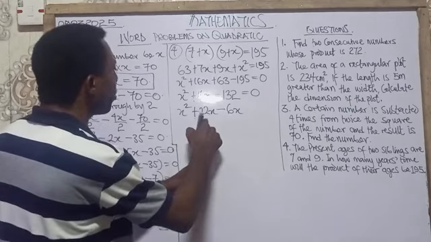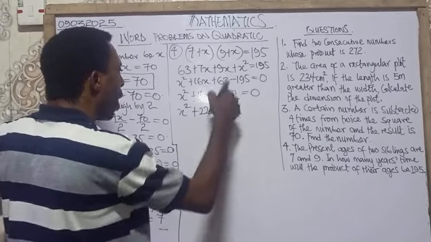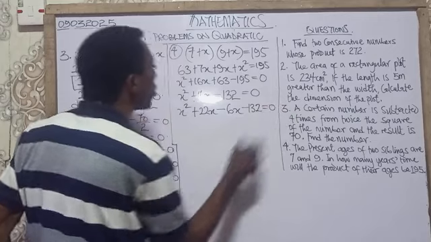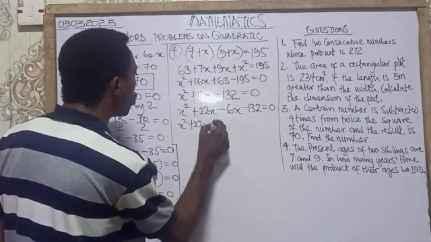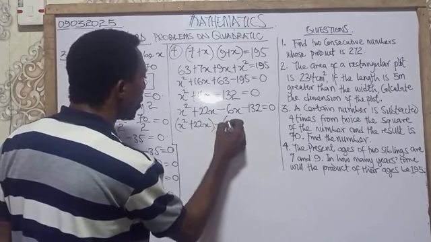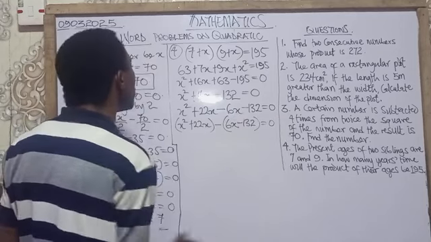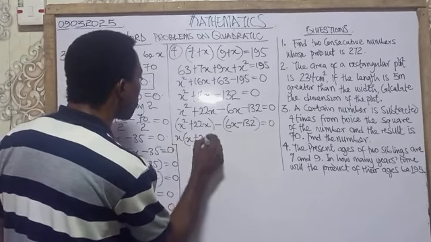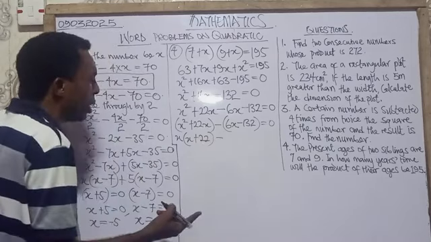Because when you say 6 times 2 will give you 12, remainder 1. That's 12 plus 1, that's 13. Minus 132 equals 0. So what we have is x squared plus 22x, close it. The signs will be in between, then you open again. X squared minus 132, close it, equals 0.